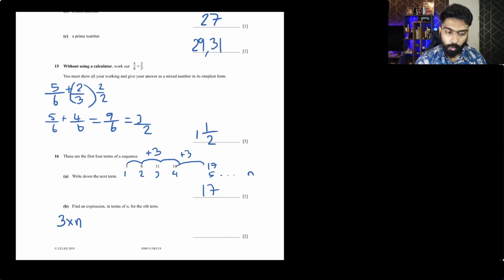So 3 times 1 is 3, right guys? Now what should we do with 3 to get us 5? We must add 2 to get us 5. Now let's check for one more term if this equation suits our equation. So let's take the third term. 3 times 3 is 9. 9 plus 2 will give us 11, all right guys?